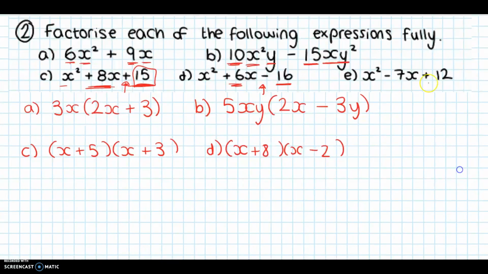And for the last one, 2 numbers that multiply to give 12 and add to give 7. So 2 numbers that multiply to give 12 and add to give 7 are 3 and 4. But note I want to make them equal to minus 7, so I want minus 3 and minus 4.